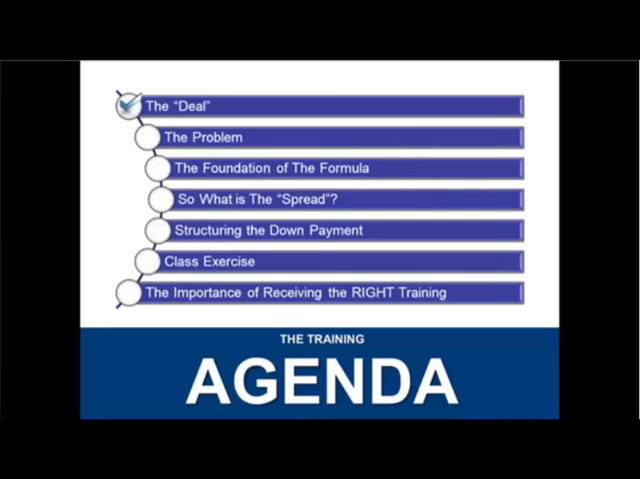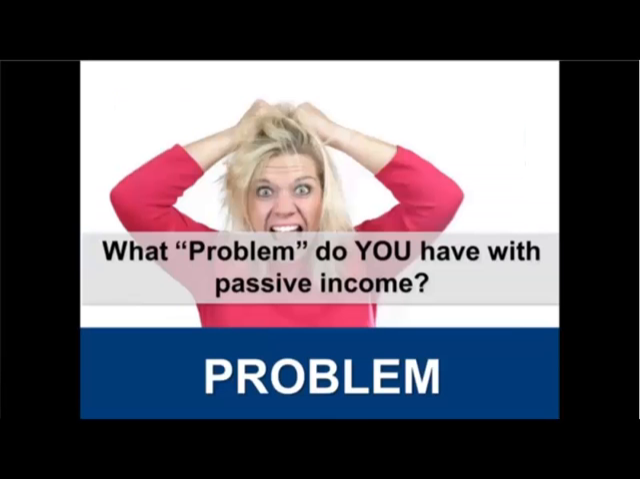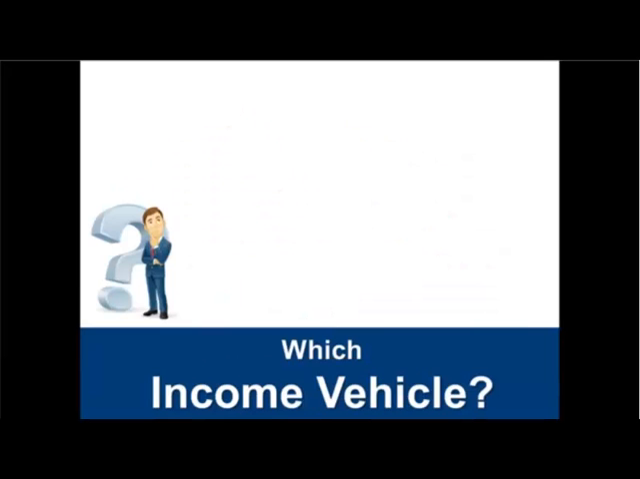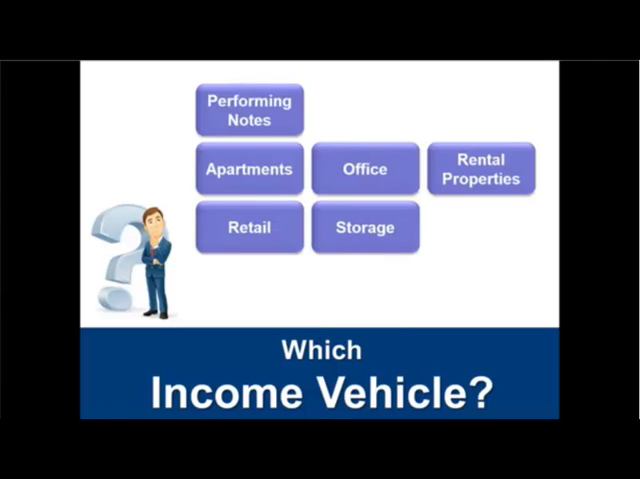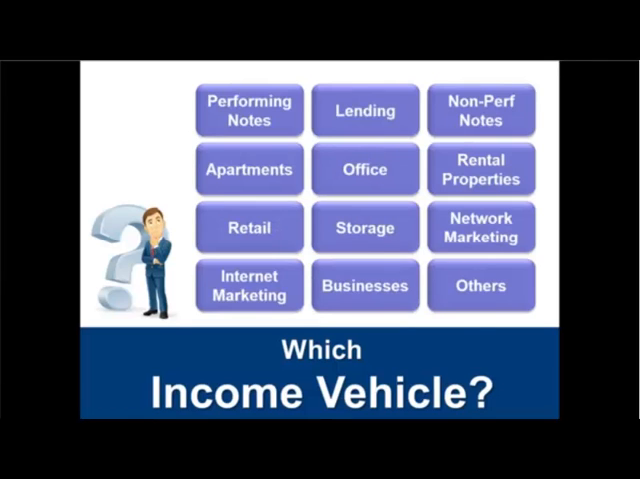Excellent. We just completed the deal section. Now we're going to talk about the problem. The problem is, what problem do you have with passive income? There are a number of challenges out there, but one of the big ones is, which income vehicle do we pick? There are many options out there. You've got apartment buildings, office rental properties, storage, businesses, you name it. It's all out there, and you see a million websites that talk about passive income.